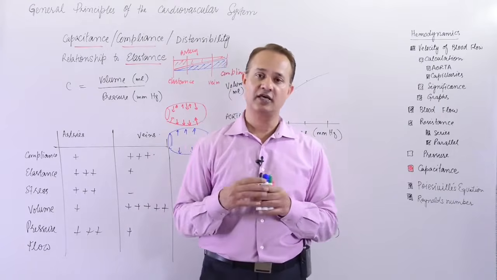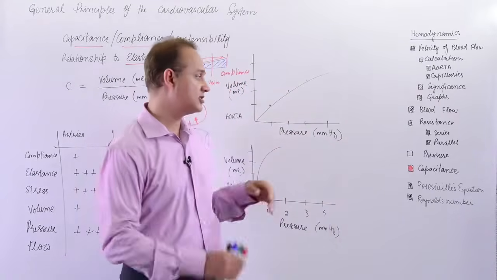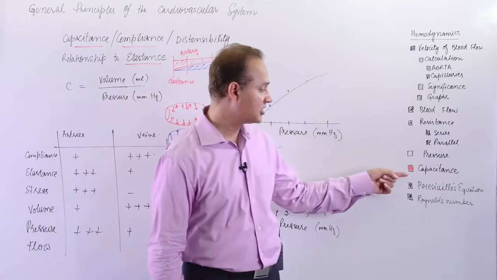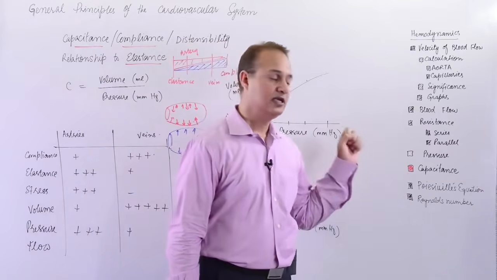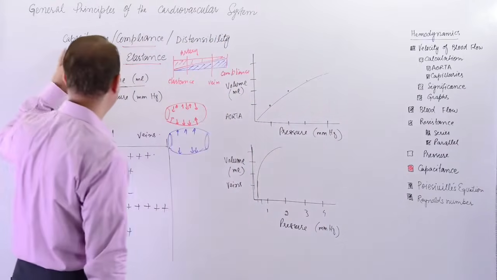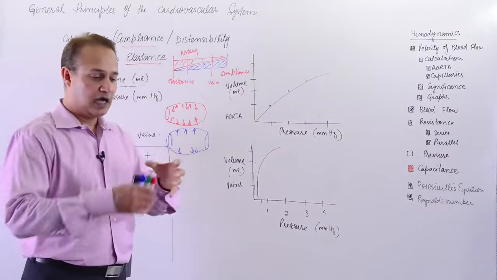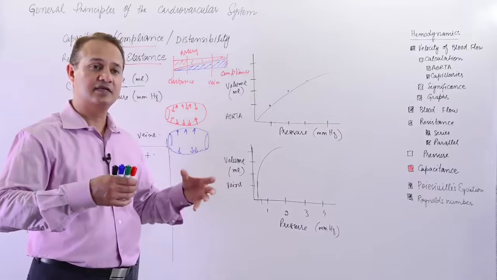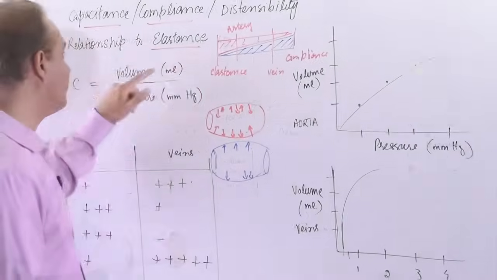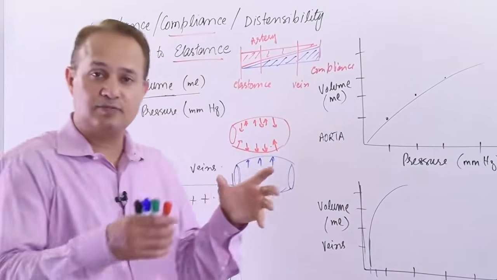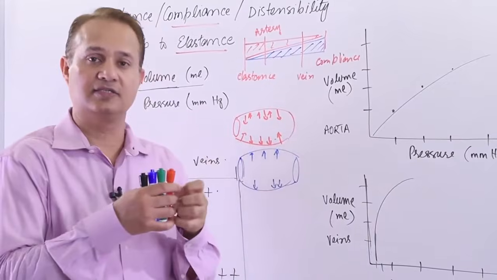We are talking about the cardiovascular system general principles, hemodynamics. The lecture now is about the capacitance. So, capacitance is defined as the distensibility of a blood vessel, how stretchable it is. It is the opposite of elastance. Elastance means how much recoil it does.